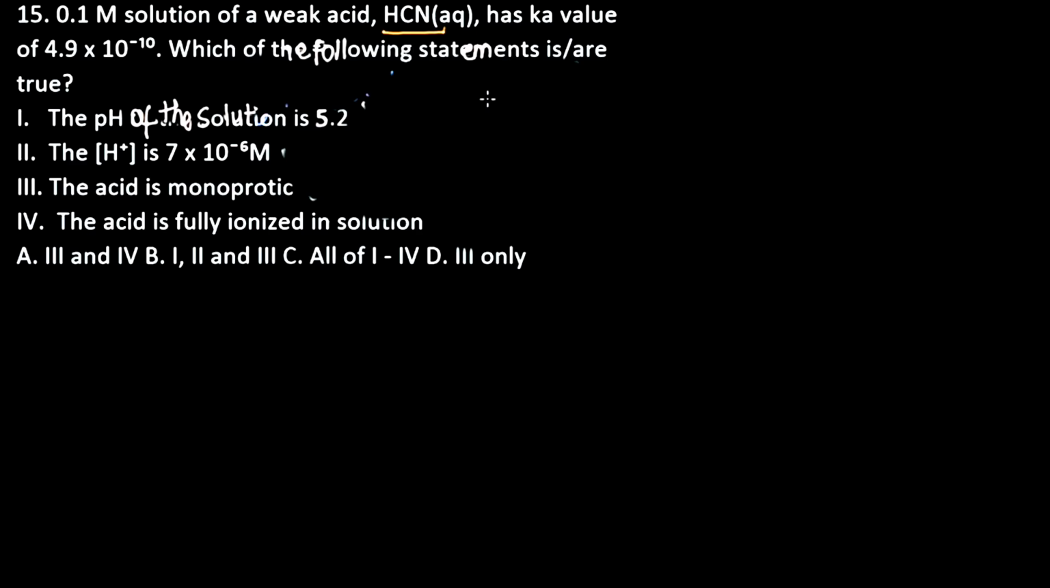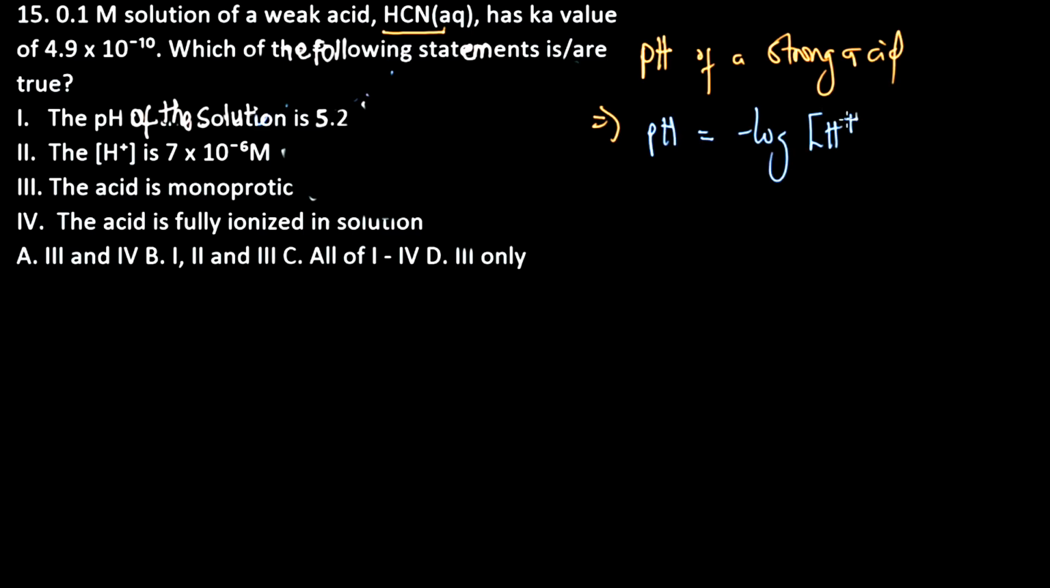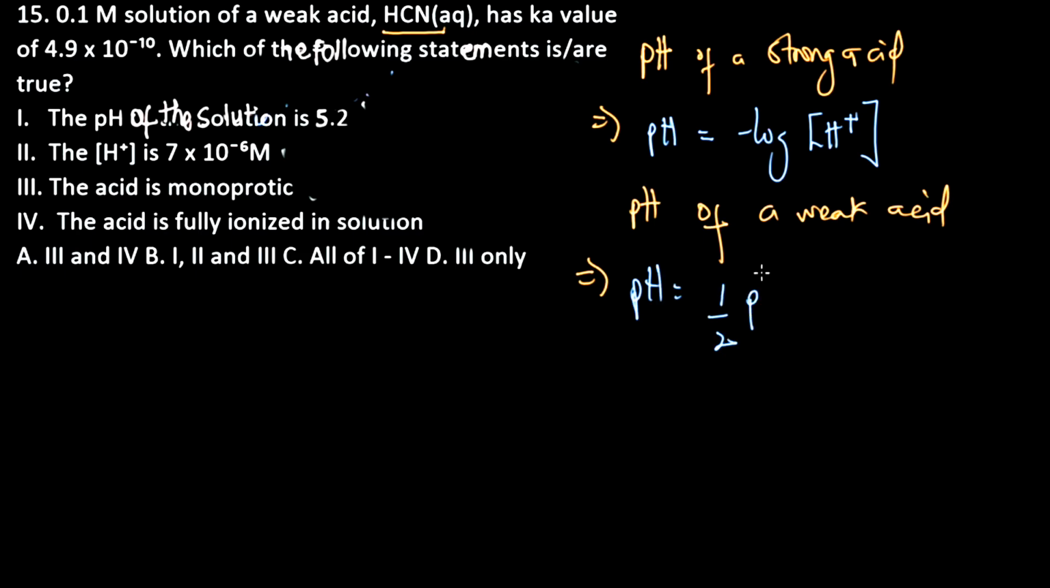So let's look at this question. The pH of a 0.1 molar solution of a weak acid. HCN is a weak acid and has a Ka value of this. Which of the following statements is or are true? The first statement is that the pH of the solution is 5.2. Remember that we calculate the pH of a strong acid using pH equals negative log of hydrogen ion concentration. The pH of a weak acid, however, is calculated using pH equals 1 over 2 pKa minus 1 over 2 log C, where C is the concentration of the weak acid. So take note of the difference.